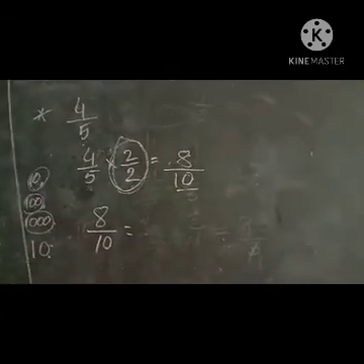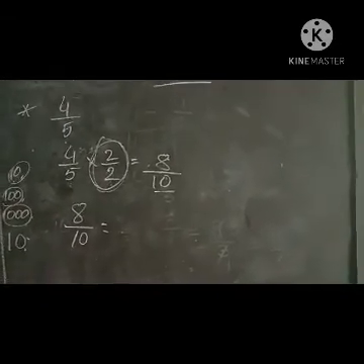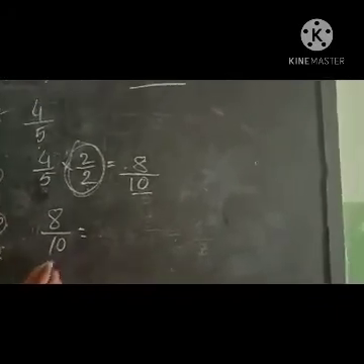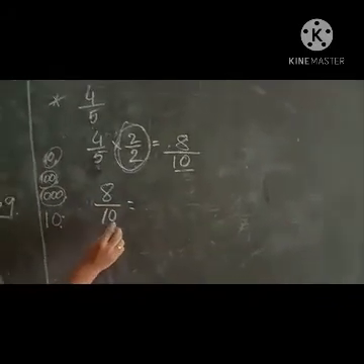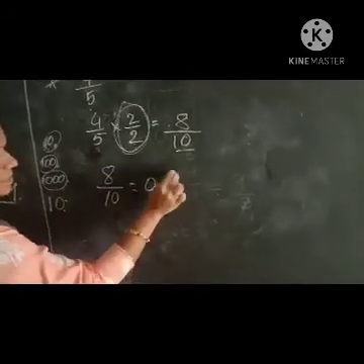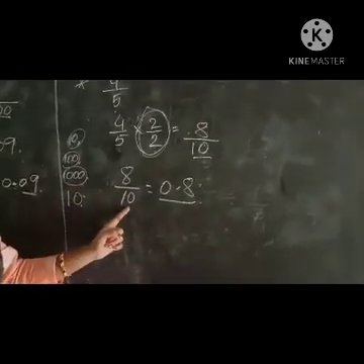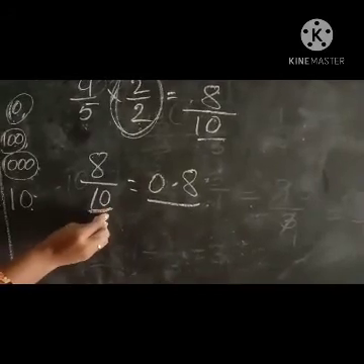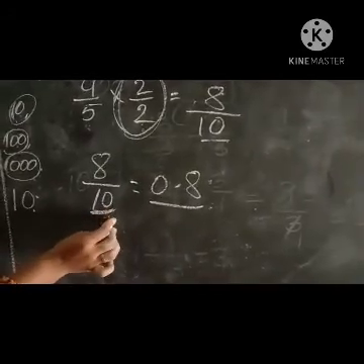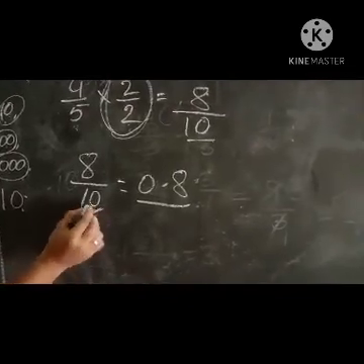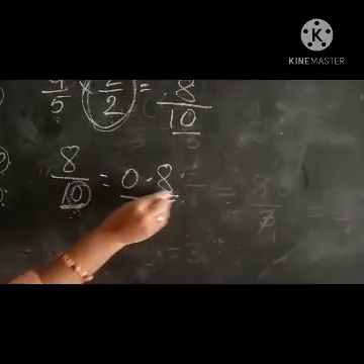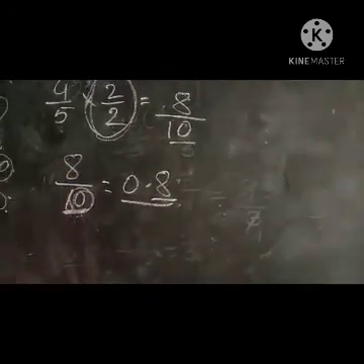Now it is easy to find the decimal number. Why? Because 8 by 10, here the denominator 10 is there, so it is easy to calculate now. 8 by 10 equals 0.8. Because 10 is there, it is easy to find the decimal number. Now how many zeros are there here? Only 1 zero is there. After the point also we have to write only one number, that is 8. 8 by 10 is 0.8.